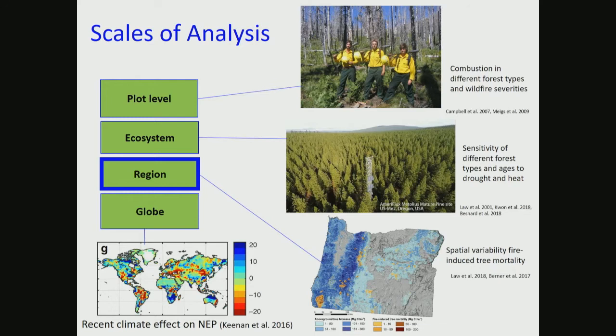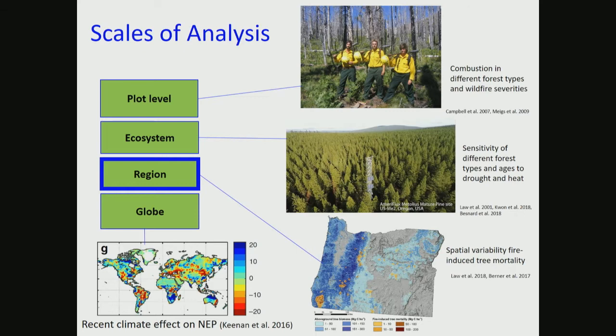There are different scales of analysis where we've made some headway, and I'm also focusing on more recent work. One of the things that we've done at plot level is we've been able to determine that we have been overestimating fire emissions for a long time, and now we have better data to improve those estimates, both on landscape up to regional scale.